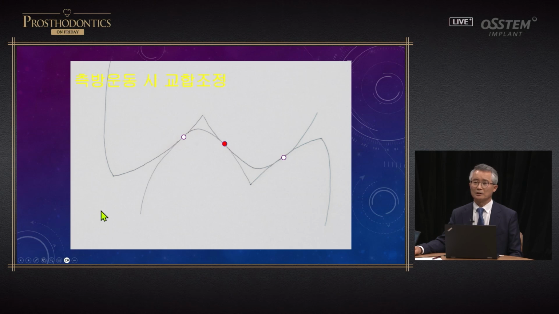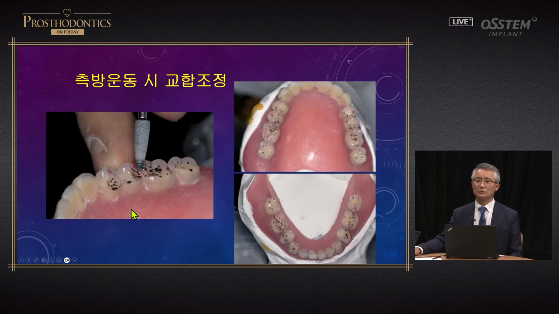A, B, C points are shown. And here, when guidance is done, working, balancing, working, yellow is balancing. We need to grind it slightly. We need to adjust it. When we do this, then we can get good results. We need to keep this in mind.